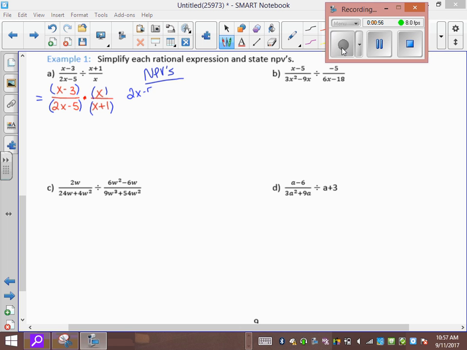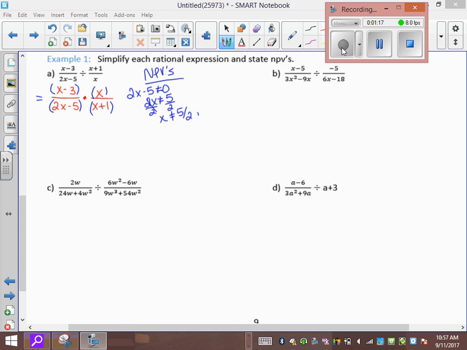So 2x minus 5 can't equal 0. Add your 5 over. So 2x can't equal 5, and then divide by 2. So x cannot equal 5 halves, right? So that's the one that people find harder to do, understandably.